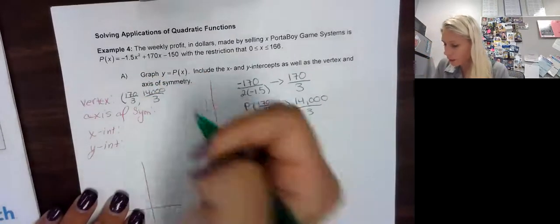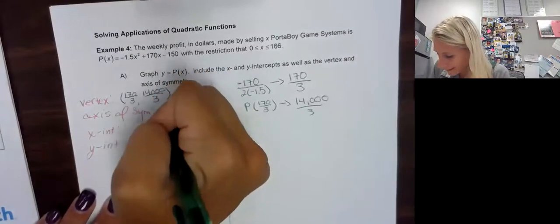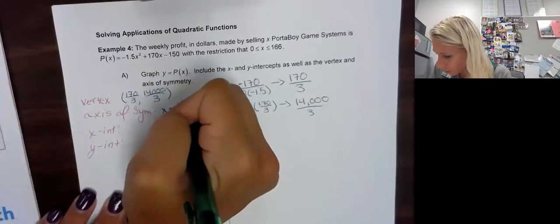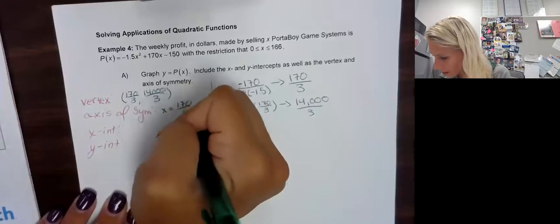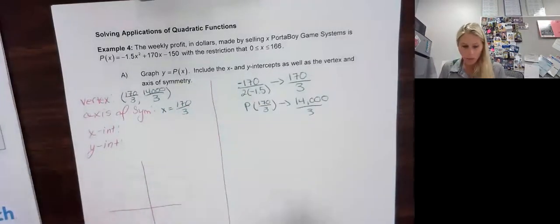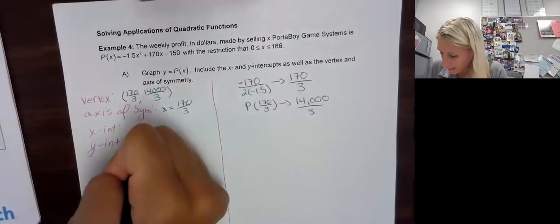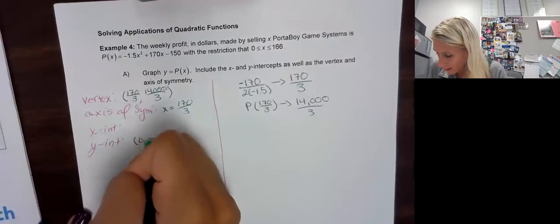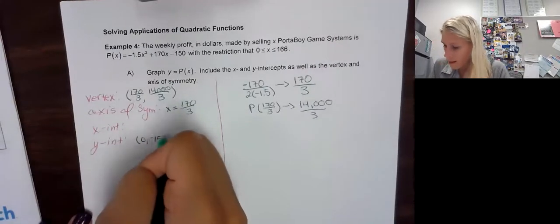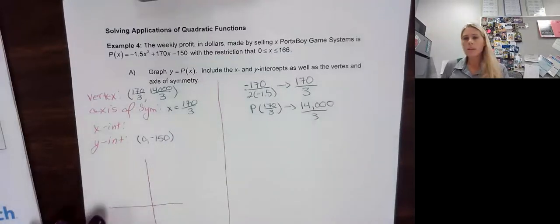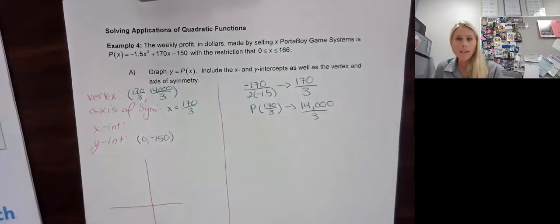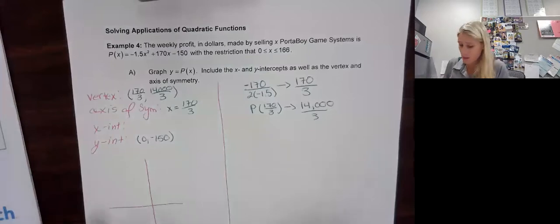And then of course the axis of symmetry is x equals that value of 170 over 3. Okay, let's do the y-intercept really quickly, which is (0, -50). Nobody wants to try to factor that. It's not factorable. You have to use the quadratic formula. So I'm going to show you how to put it in, and then I'm going to show you how you want to write it instead of estimating it out.